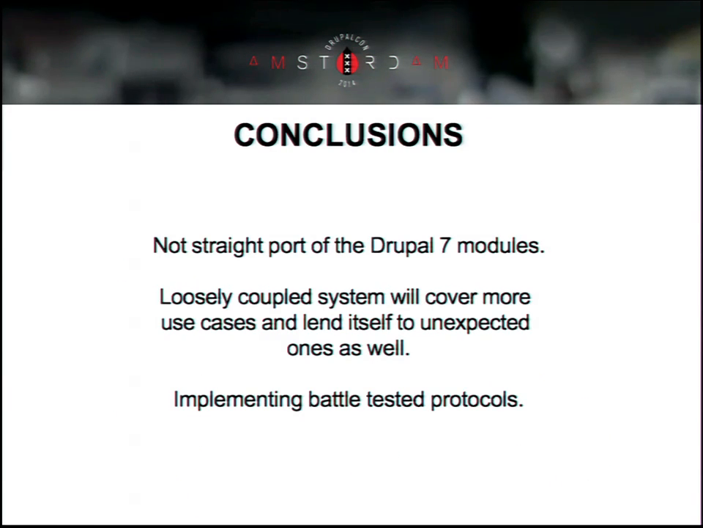So, to come to some conclusions: we can understand from looking at this that it's not a straight port of the Drupal 7 versions. We are redesigning the protocol in quite a big way, and how we go about content staging. The Drupal 8 APIs that we have, the new entity API, allow us to do things in a much better way. So why port them straight when we can improve things? We're creating a loosely coupled system, so we cover more use cases. And we probably haven't discovered the ways that we can use these richer REST APIs yet. But I think it's a good way of building a system like this. We're also implementing battle-tested protocols, so that we know that the system already works. It's being tested already.